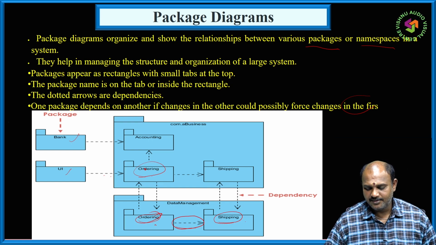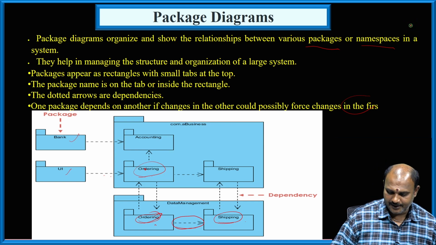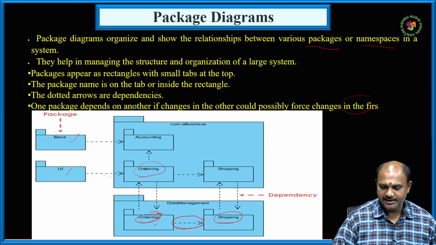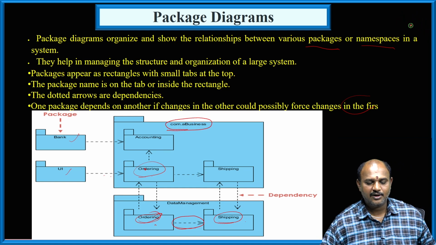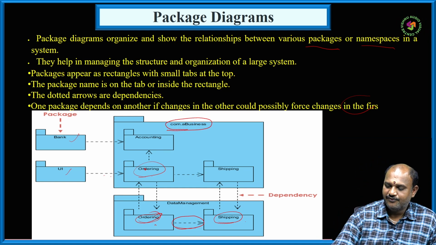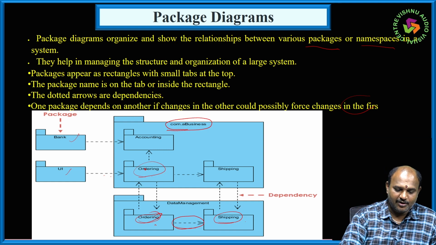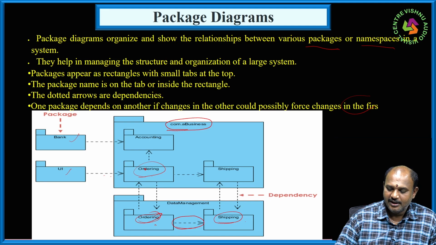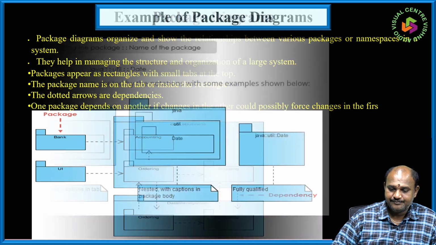So vice versa will be applicable here. Also vice versa will be applicable. Shipping will be applicable. So all will be accessed from this package name. So this is called possible forcing changes in the fits. This is a package diagram, which shows how packages can be included and how dependencies will be used. That will be discussed in this diagram.